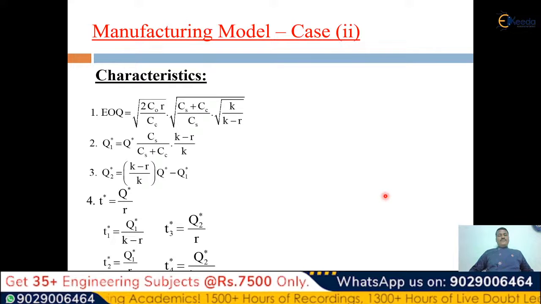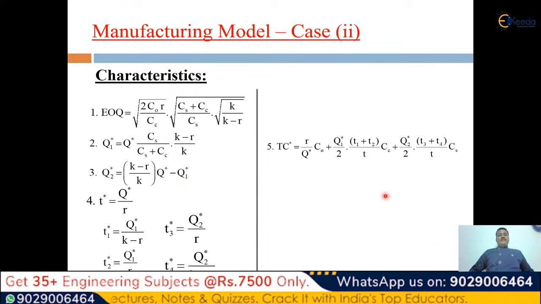The time period for which it is occurring is Q star by R. For each individual T1, T2, T3 and T4 we can find out respectively as Q1 star by (K minus R), Q1 star by R, Q2 by R and Q2 by (K minus R). And finally, the total cost TC is given as R by Q star into C_O plus Q1 star by 2 into (T1 plus T2) by T into C_C plus Q2 by 2 into (T3 plus T4) by T into C_S.